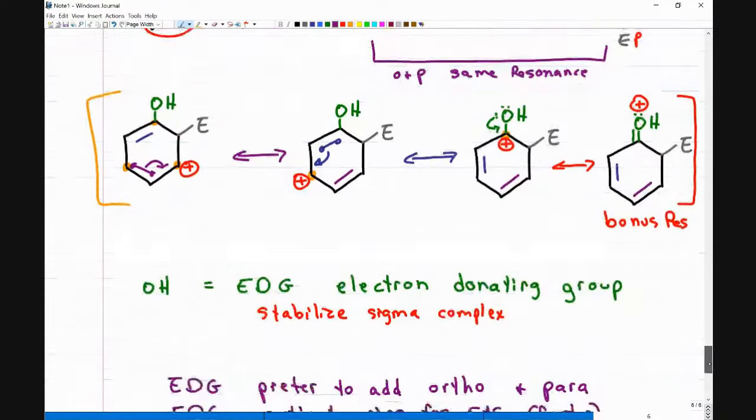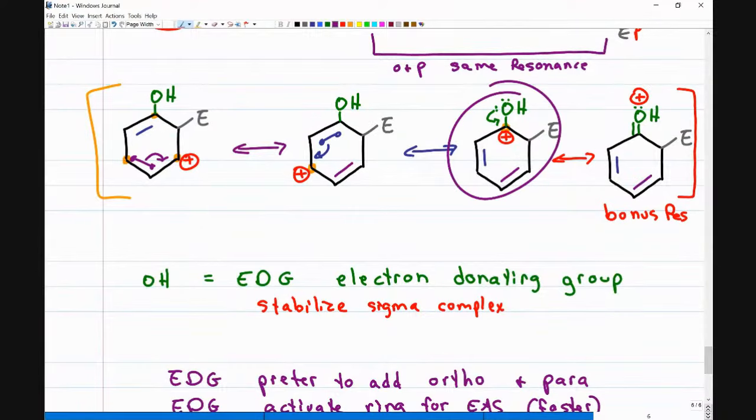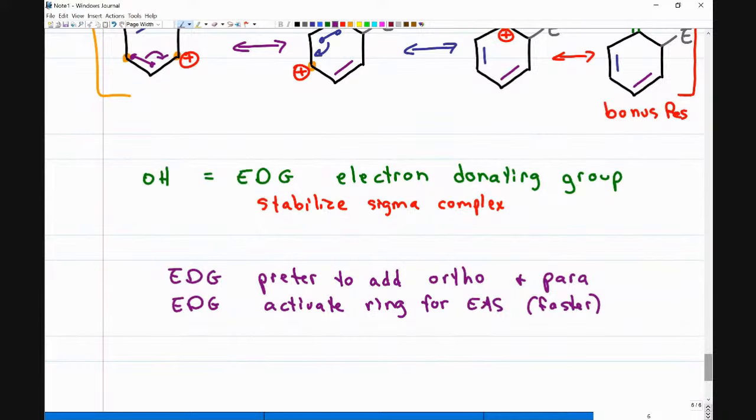So let's go back and look at it right here. When I have a carbocation right next to that OH, that is quite stable. That is how we get the ortho and para directing. What happens if I have a non-electron donating group? What if I have an electron withdrawing group? So what would be a good example of an electron withdrawing group?